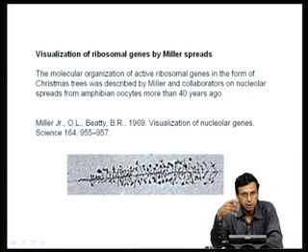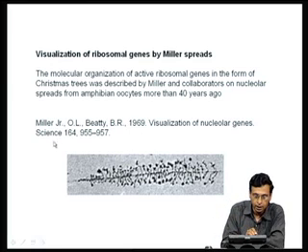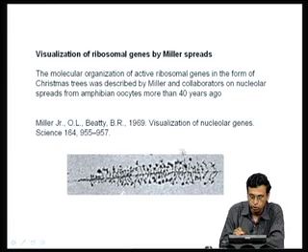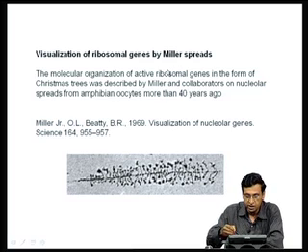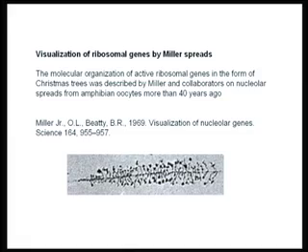There are very interesting experiments which have been done to visualize rDNA transcription. As early as 1969, Miller and Beatty demonstrated how you can see actively transcribing rDNA genes, which are called Christmas trees. The molecular organization of active ribosomal genes in the form of Christmas trees was described by Miller and collaborators in nucleolar spreads from amphibian oocytes more than 40 years ago. In fact, these are popularly known as Miller spreads. So, you can see actively transcribing rRNA genes and you can see RNA coming out. These are called Christmas trees.